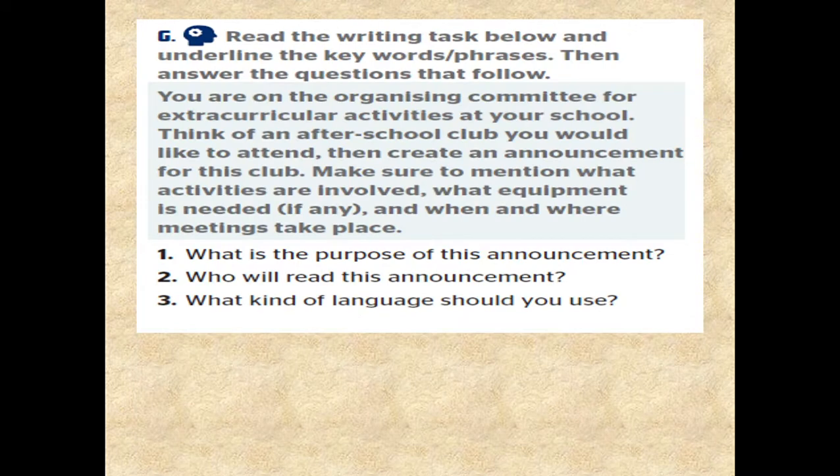Exercise J, page number 33. Read the writing task below and underline the keywords or phrases, then answer the question that follows. The question is: you are on the organizing committee for extracurricular activities at your school. Think of an after-school club you would like to attend. Then create an announcement for this club. Make sure to mention what activities are involved, what equipment is needed, if any, and when and where meetings take place.